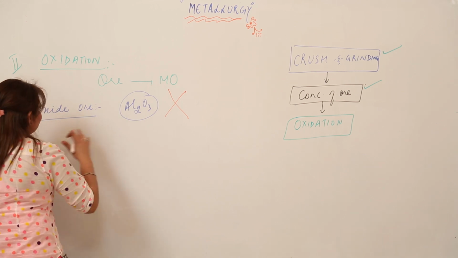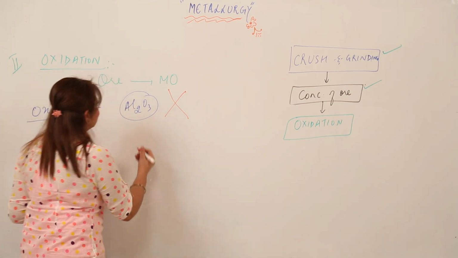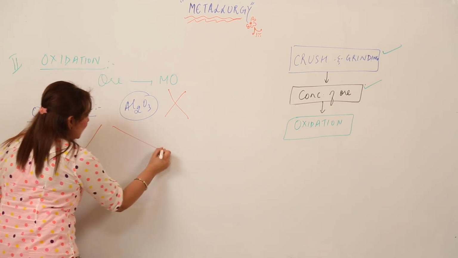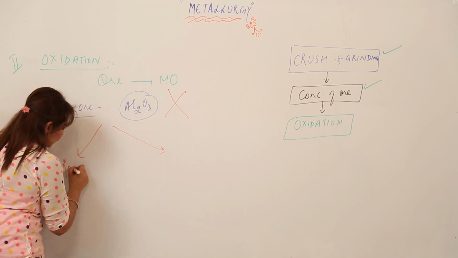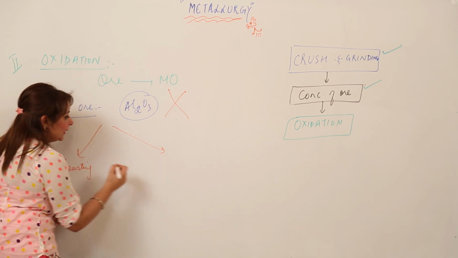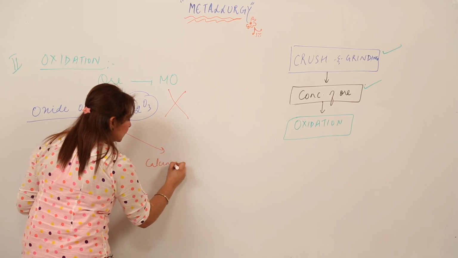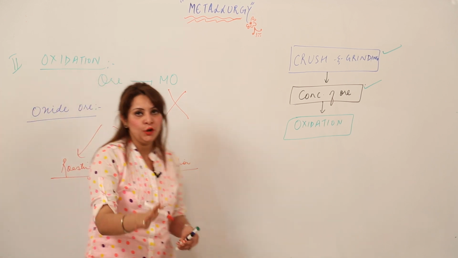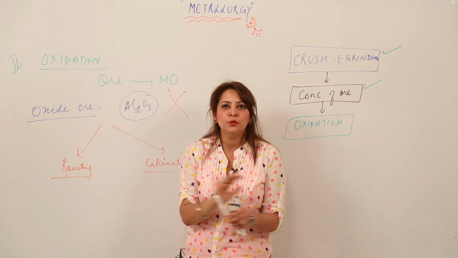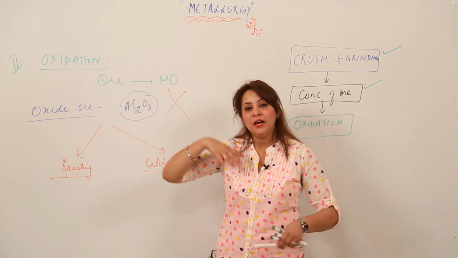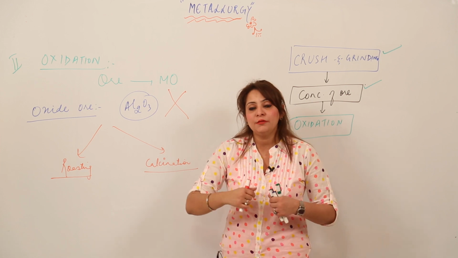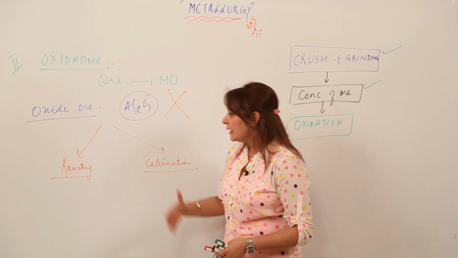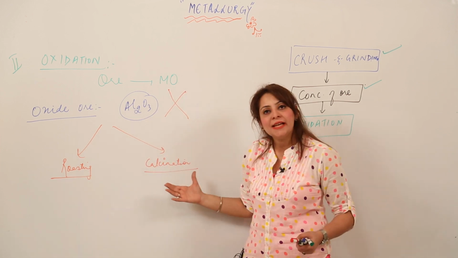But otherwise there are 2 methods for the oxidation. One method is roasting and the other method is calcination. I repeat, there are 2 methods for the oxidation. First of all, for oxide ore we do nothing, right? But for other ores, we employ only 2 methods. One is roasting and the other is calcination.